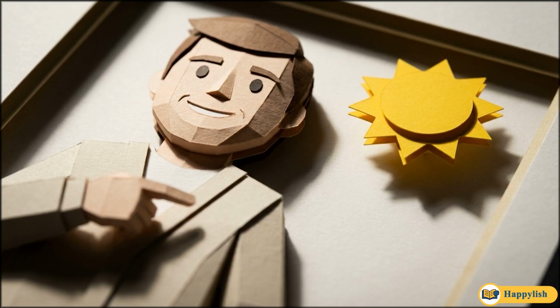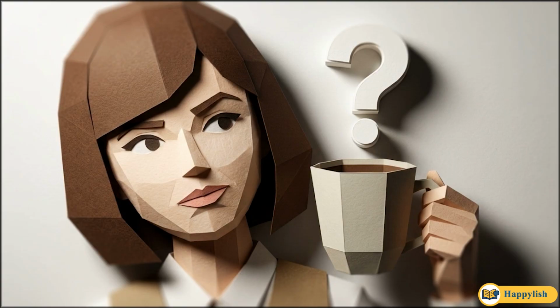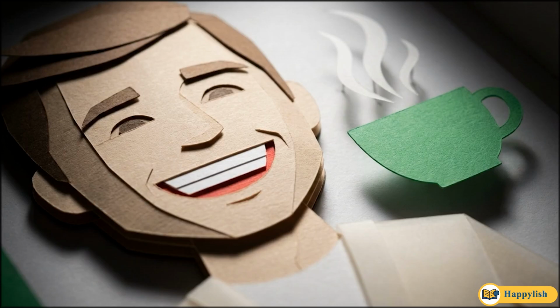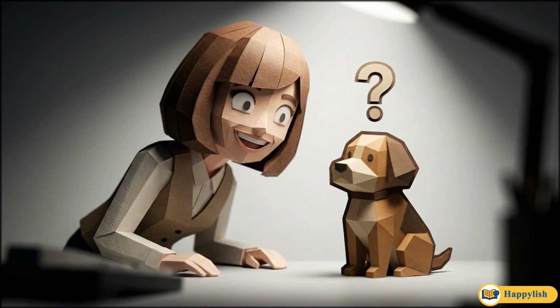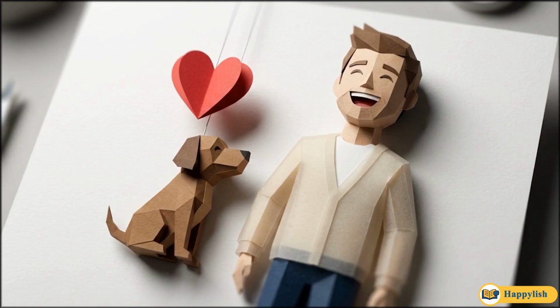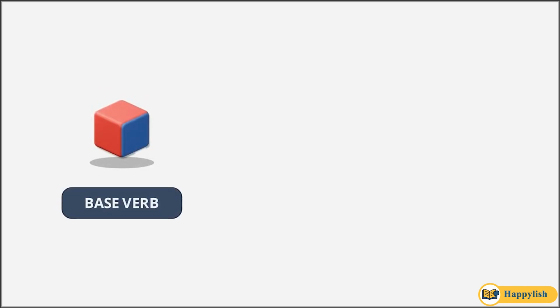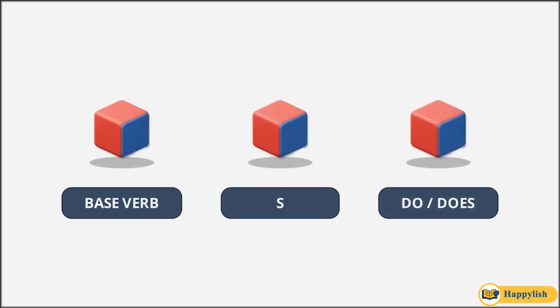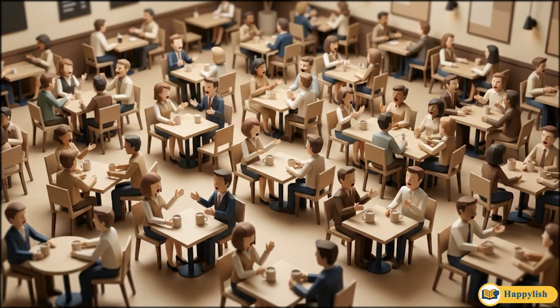I wake up early. Do you drink coffee? I do not drink coffee. I drink tea. Does your dog like the park? Yes, it loves the park. By using these few mechanics, a base verb, an occasional S, and two helpers, you can describe the habits and facts of almost anyone you meet.